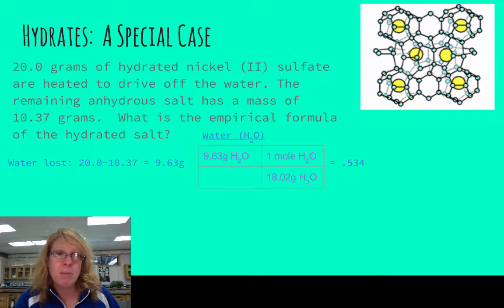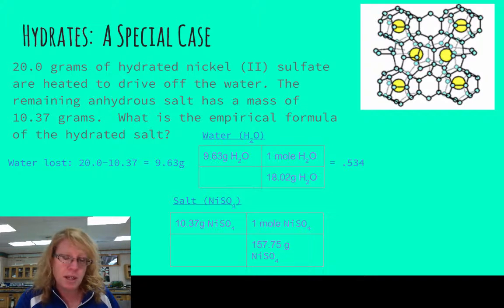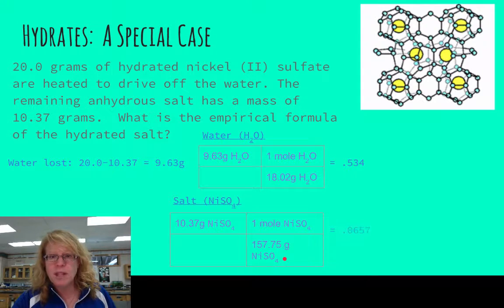Now I'm going to do the same thing, but this time for the dry salt. I'm not going to do it for each element, just the salt as a whole. And that's, again, a little bit different about these hydrate problems. So I had 10.37 grams of anhydrous or dry salt. And then when I do the molar mass, there it is. That's the nickel sulfate. 1 atom of nickel, 1 atom of sulfur, 4 atoms of oxygen gives us the total molar mass of 157.75. So when I finished out this calculator, it had 0.0657 moles of salt.